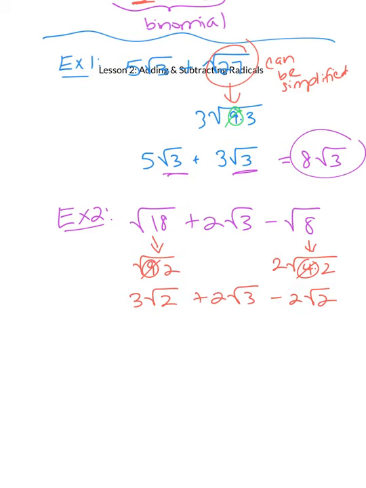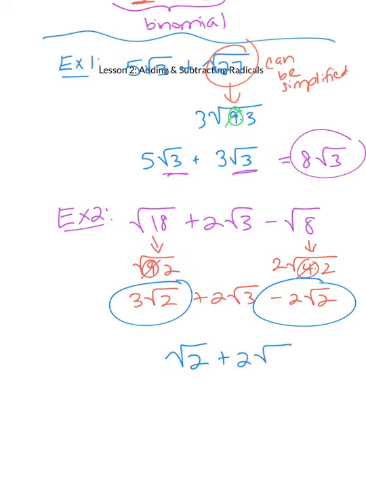And then I look through to see which ones are like terms. The 3 radical 2 can be combined with the minus 2 radical 2. And that's going to produce 1 radical 2 or just radical 2. So whenever there's a 1, kind of like 1x, you don't write 1x, you just write x. 1 times the square root of 2, you just write the square root of 2. And then this plus 2 radical 3 comes down, it's an unlike term, and your answer is going to be a binomial.